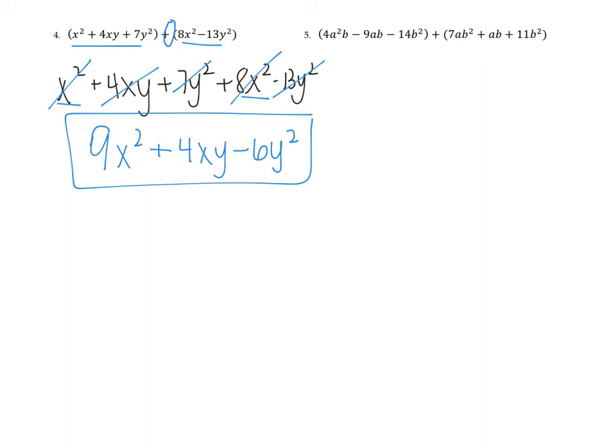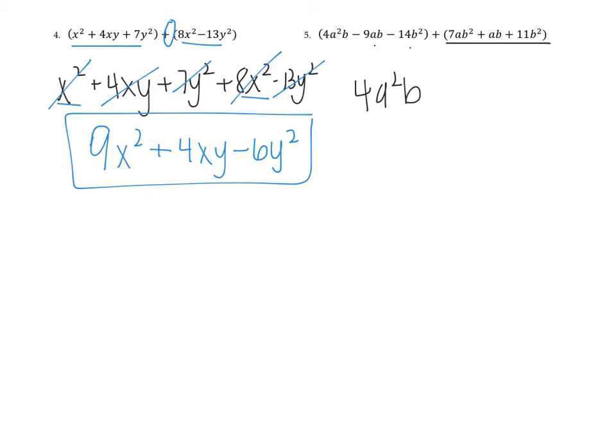Okay, number 5 is a little bit larger, and that's okay. I'm not going to rewrite it this time because we know it's an addition sign, so I can just follow the signs that are in front of these terms in this trinomial at the end. So I'm going to start with my 4a squared b. Is there another term that has an a squared b? We've got a 9ab, we've got a 14b squared, but there's no other terms that have an a squared b, so I'm just going to write that down. So 4a squared b.